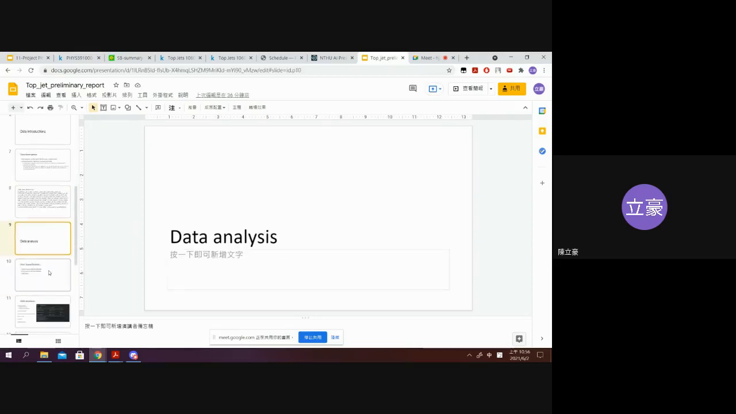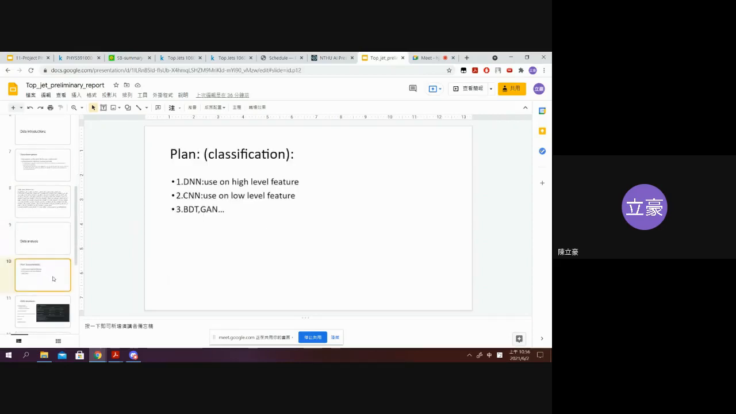Next is the data analysis. Our plan is to use this data to classify the jet. The first plan is to use the high-level features to do DNN training. The next plan is to use low-level features to construct jet images and use these jet images to train a CNN. After we finish this, maybe we will try other methods like BDT or GNN to do the job.